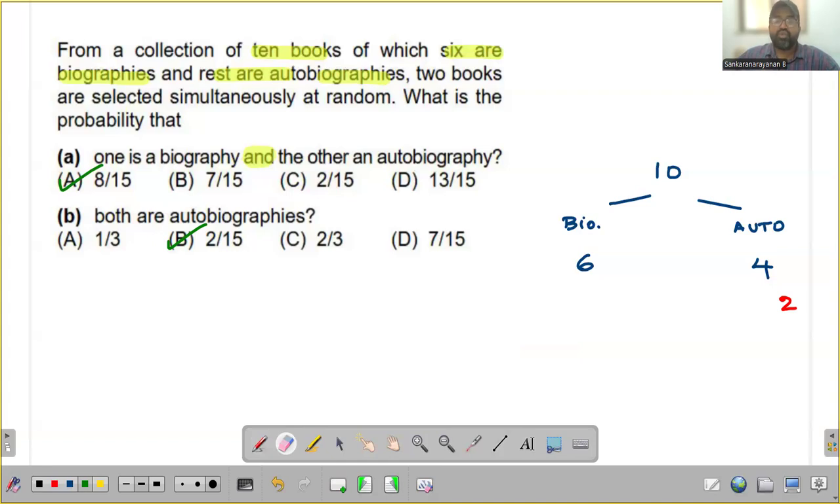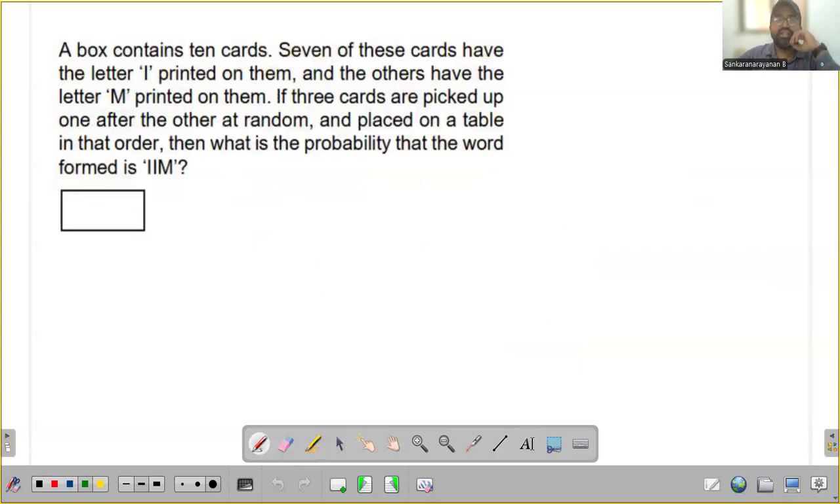So that brings conclusion to our first question for the day. Let's go to the next one. Here you can see that a box contains 10 cards. So the total number of cards is 10. 7 of these cards have the letter I printed on them. And the others have the letter M printed on them. When they say others, you can say it corresponds to 3 in number. So 7 cards with the letter I and 3 cards with the letter M. 7 plus 3, 10 cards.